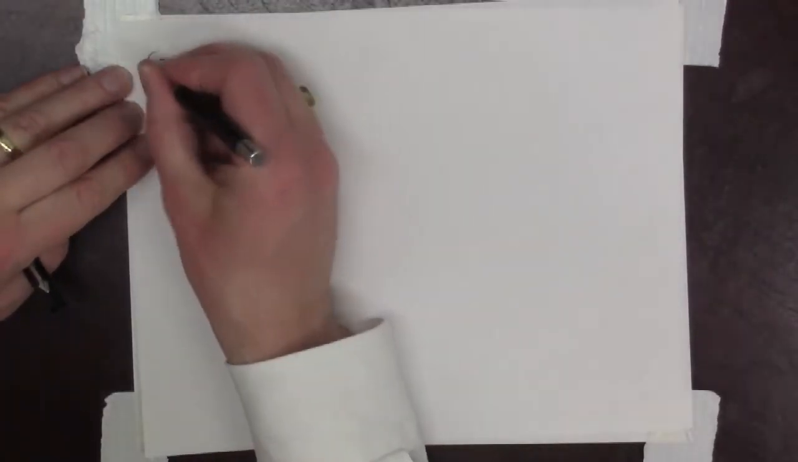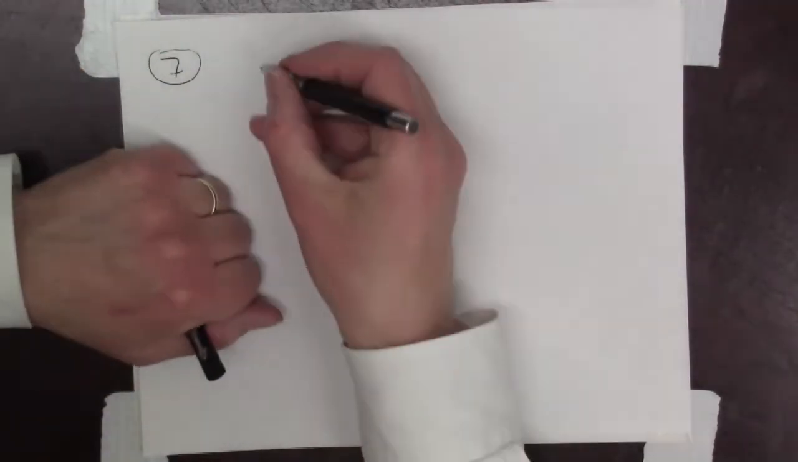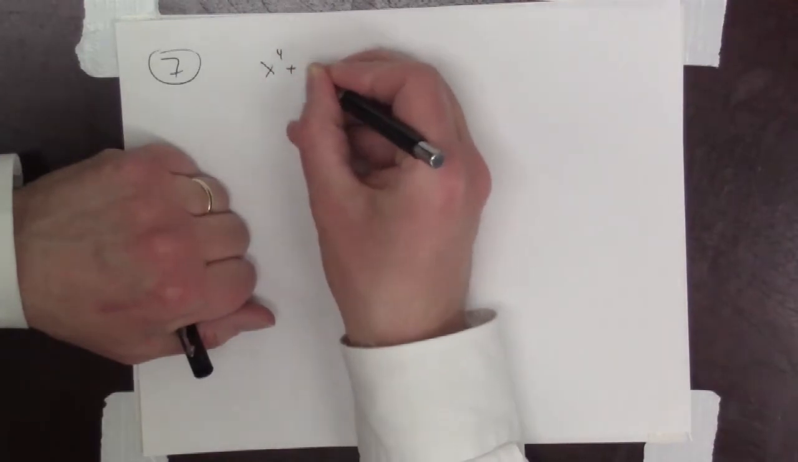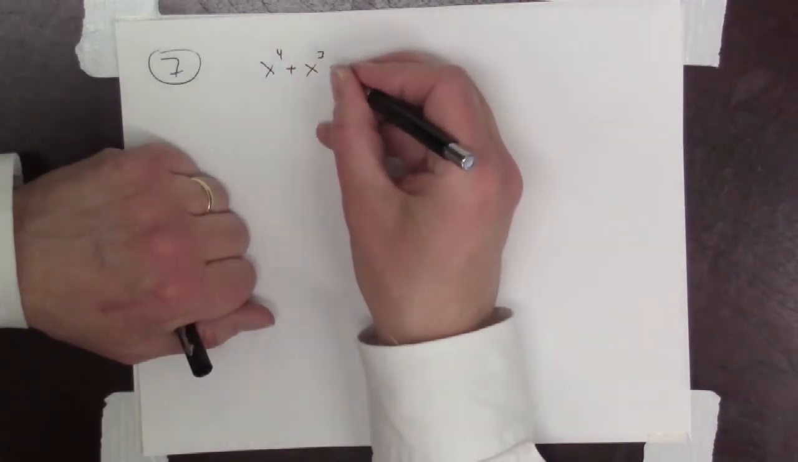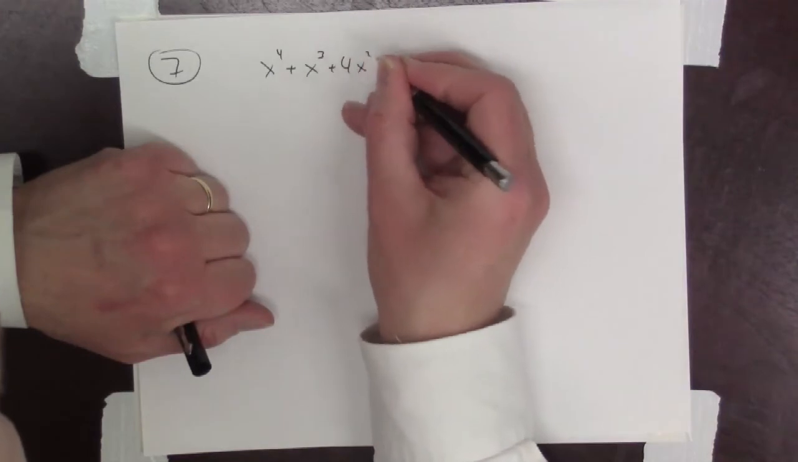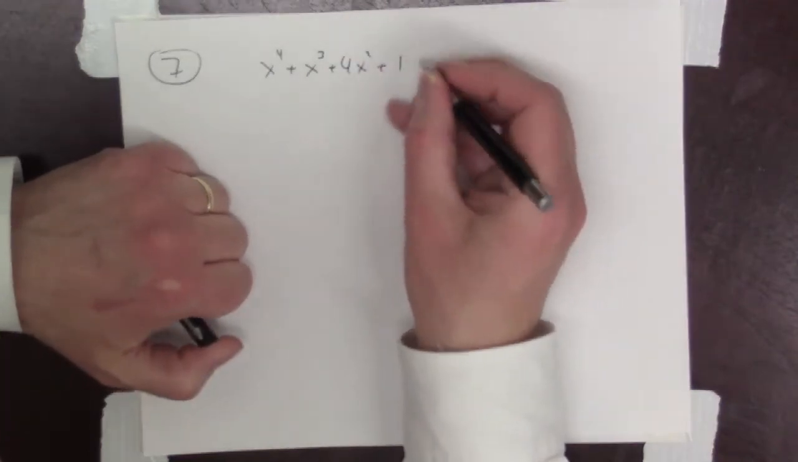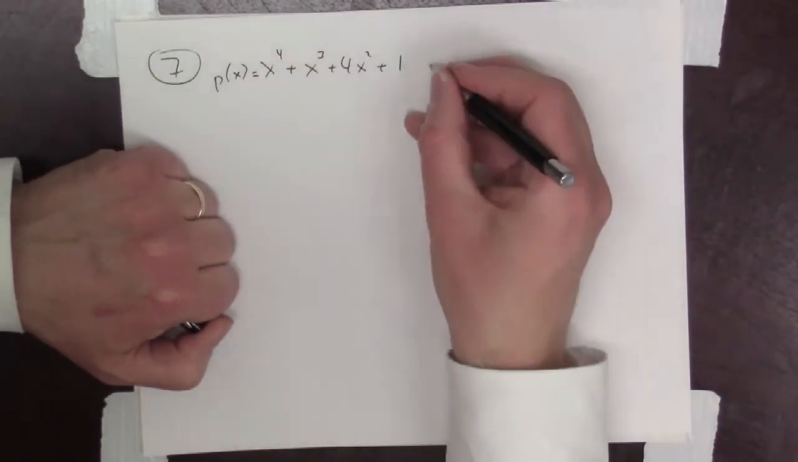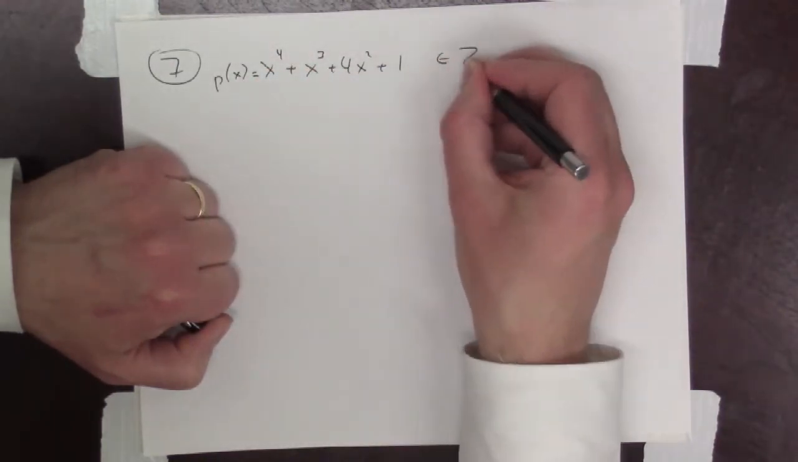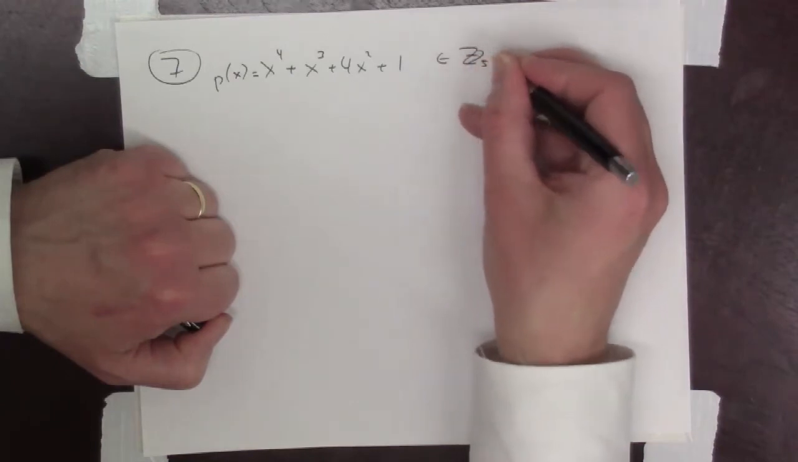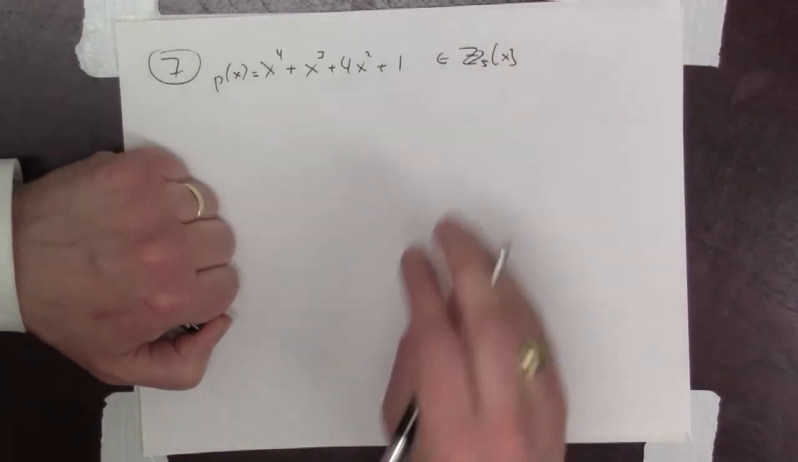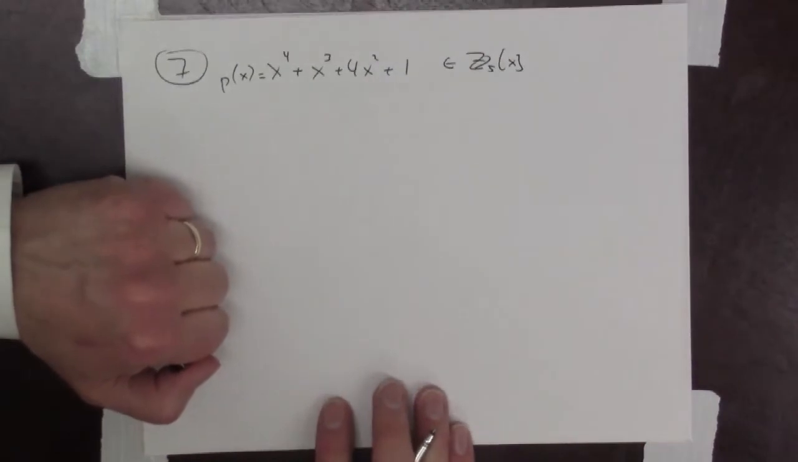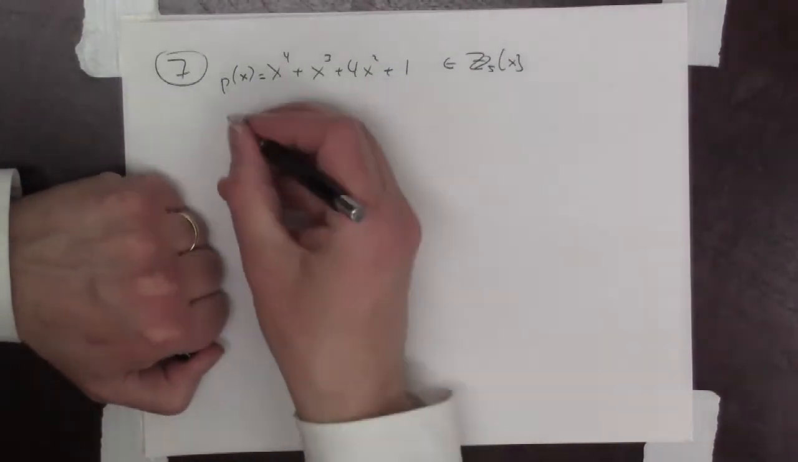Okay, first polynomial to be factored here, problem 7, is x to the 4 plus x cubed plus 4x squared plus 1. Let's call this something, P of x, have a name for it. And this lives inside polynomials with coefficients modulus 5. So first let's look for a linear factor.